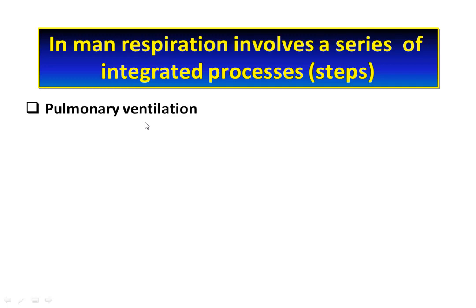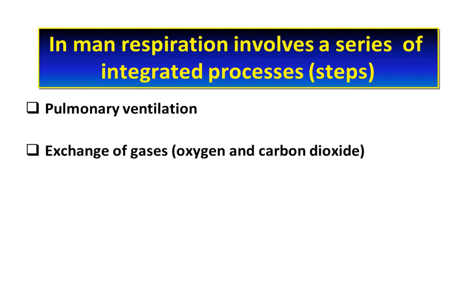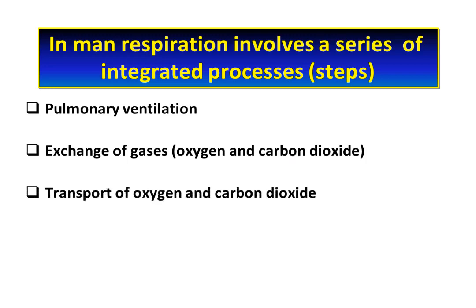number one, pulmonary ventilation, which is the inflow and the outflow of air between the atmosphere and the alveoli. Then we have the exchange of gases, oxygen and carbon dioxide, between the alveolar air and blood in the pulmonary capillaries. Then we have transport of oxygen and carbon dioxide, and then we are going to have another exchange process of gases taking place at the level of the tissues, where oxygen moves from the systemic capillaries to the tissues, and carbon dioxide diffuses in the opposite direction from the cells of the tissues to the systemic venules.